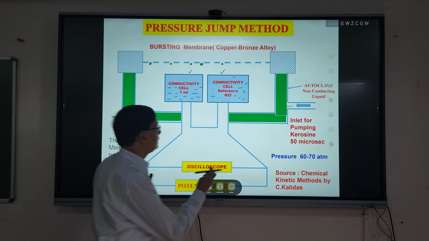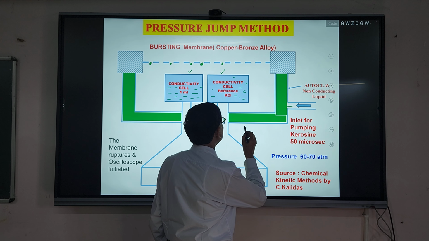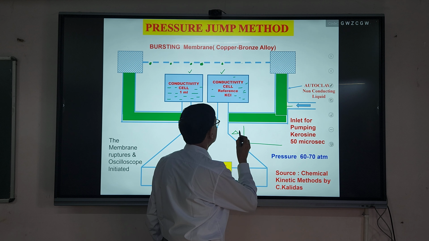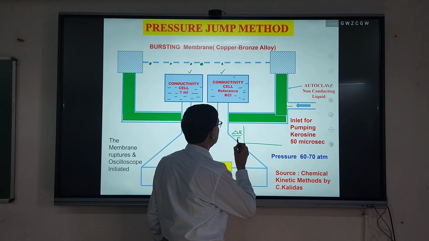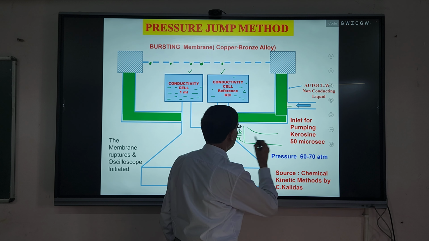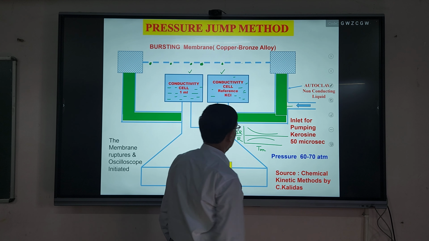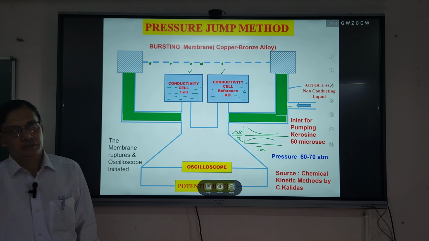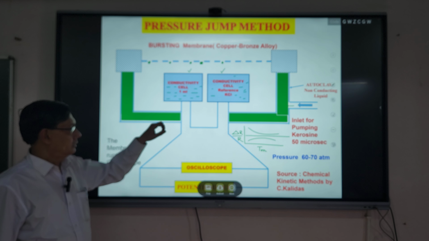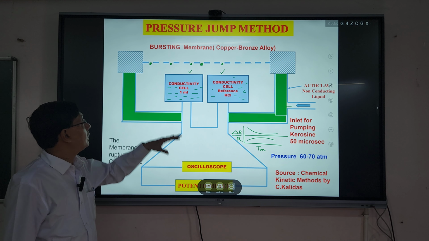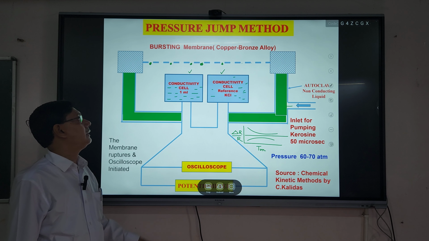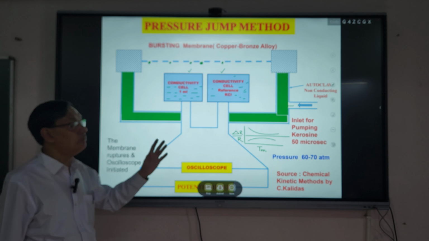And we monitor the change in resistance with respect to time. Whatever it is, this type or this type or this type. So this is the very simple schematic diagram of the pressure jump method.